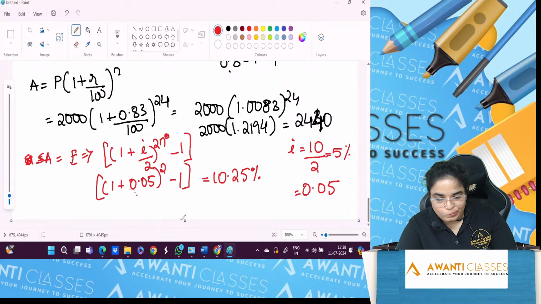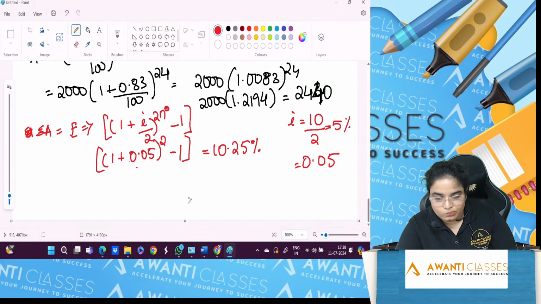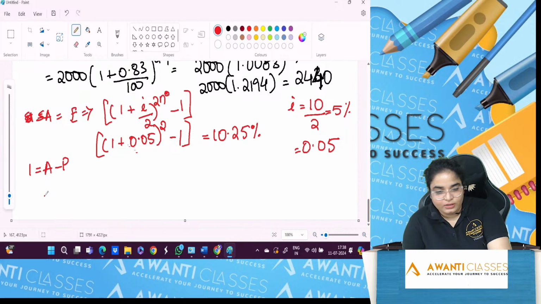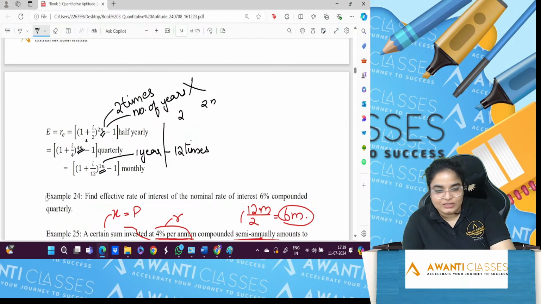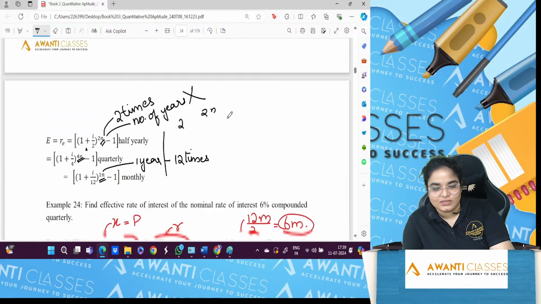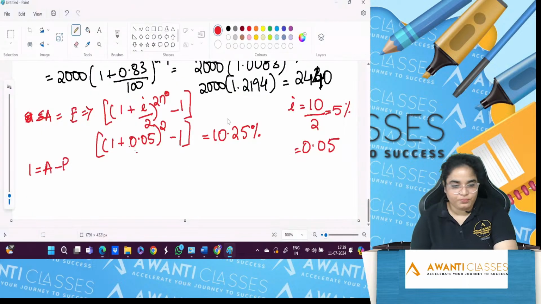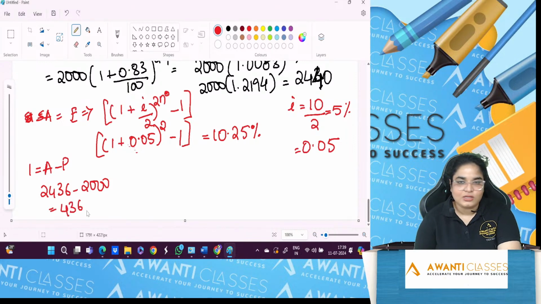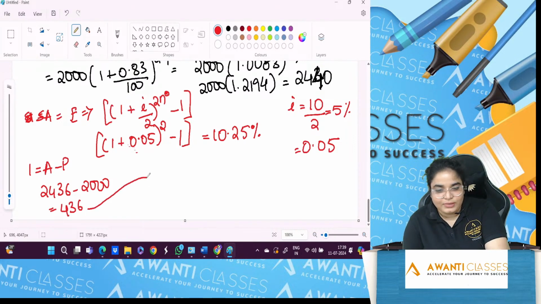Yes. For quarterly, should we do a different method here? For example, look at this. What is I? I is A minus P. Yes or no? A is how much with quarterly? With quarterly, when we just did this question, how much did we get? We got 2436. Yes. Now, where A is 2436 and principal is 2000, interest will be how much? Interest will be 436 rupees. Yes. Let us simply do that.